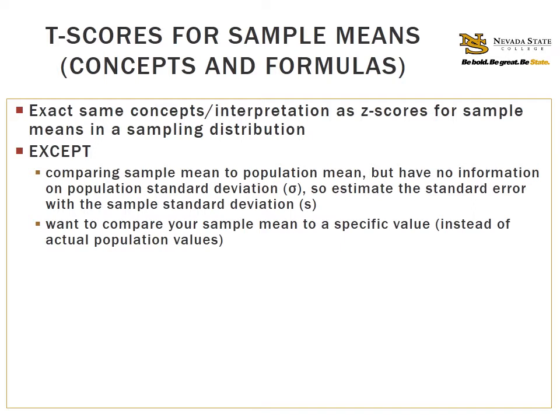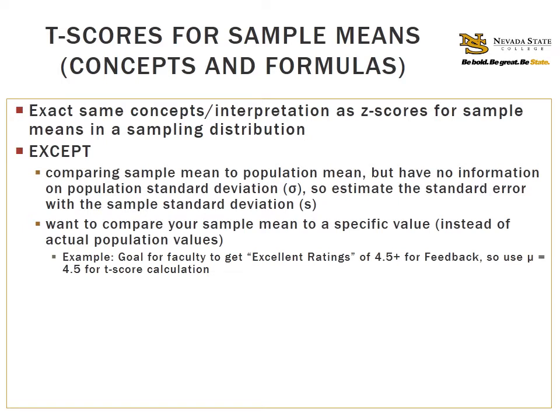Also, t works when you want to compare your sample mean to a specific value instead of actual population values. So if you have a certain sales goal and you want to compare your sales after an ad campaign to the goal, you're not going to have a population standard deviation, but you can replace that mu, that population mean in your formula, with your goal value, and then use the sample standard deviation from your actual data to compute your standard error. So in sum, t really works great for situations when you don't know the population standard deviation, or you want to compare your sample to some sort of predetermined value. So in that case, again, the population mean would be replaced with that predetermined value of interest, and then that standard error is computed with the sample standard deviation.